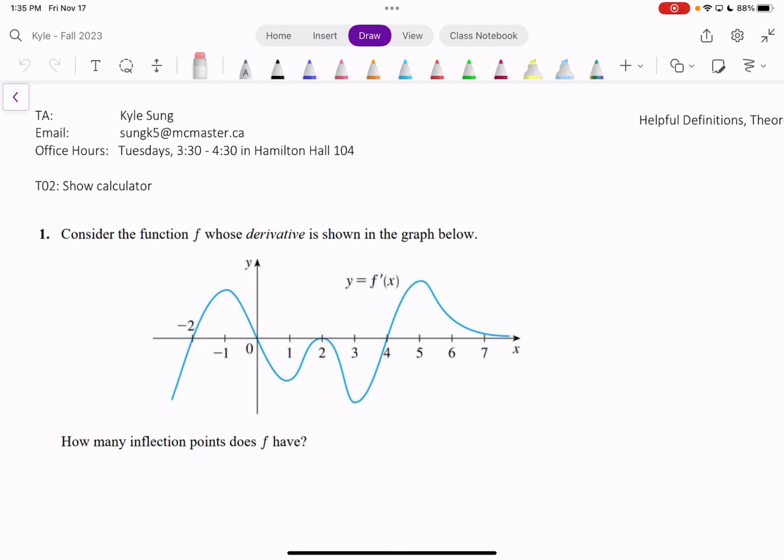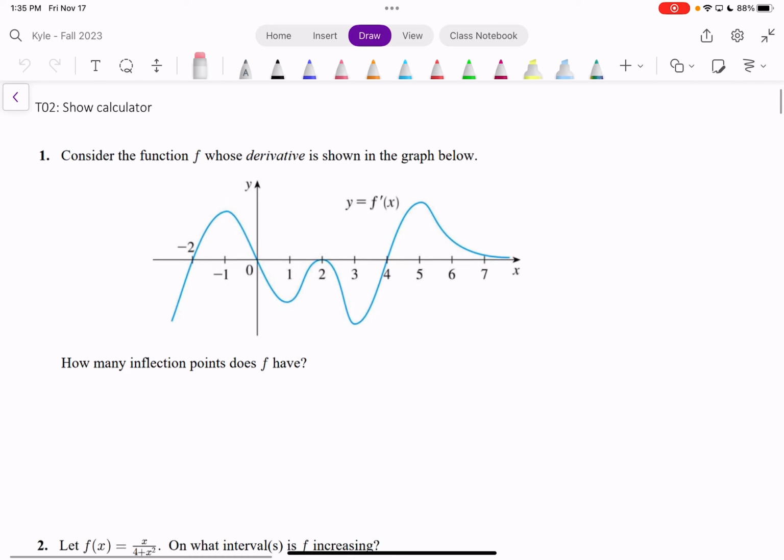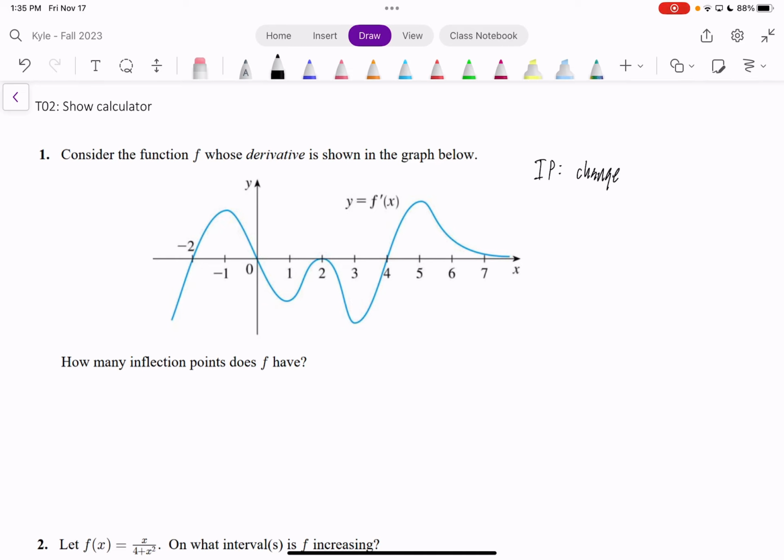We're going to consider the function f whose derivative is shown in the graph below. So here we have y equals f prime of x, and it asks us how many inflection points the graph of f has. Before we start this kind of problem, what does it mean for us to have an inflection point? What is an inflection point? Yes, so it's a change in the concavity of the graph.